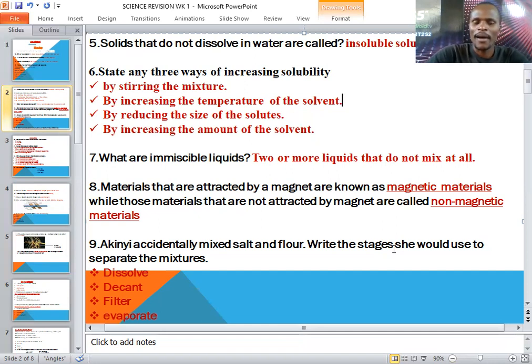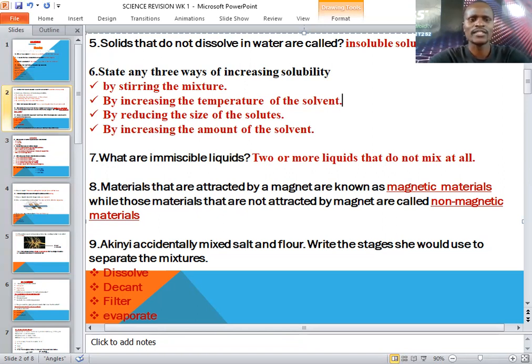Because if the solid or the solutes are higher than the liquid, they will not dissolve. So to increase this, you simply add more water or more solvent to ensure that they dissolve. So check at number 6 and please ensure that you write those answers correct, the way I've done them there. Let's look at number 7.